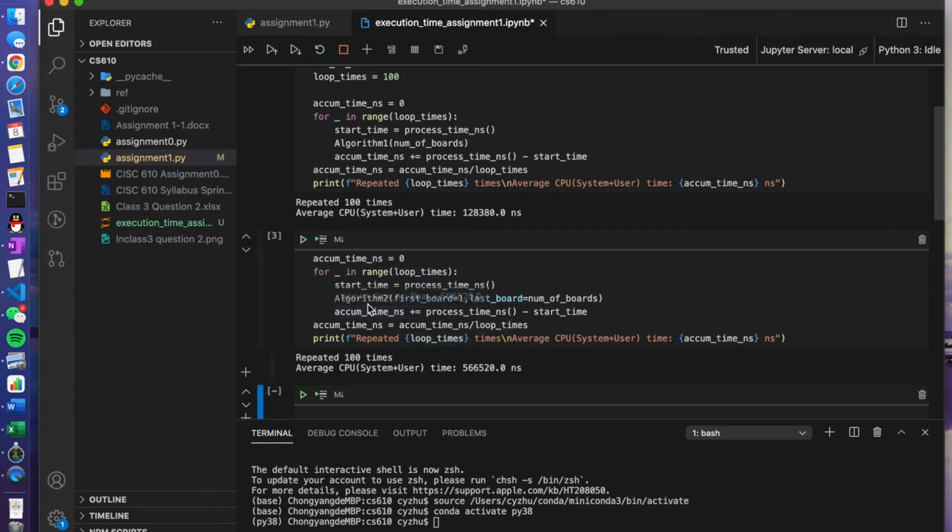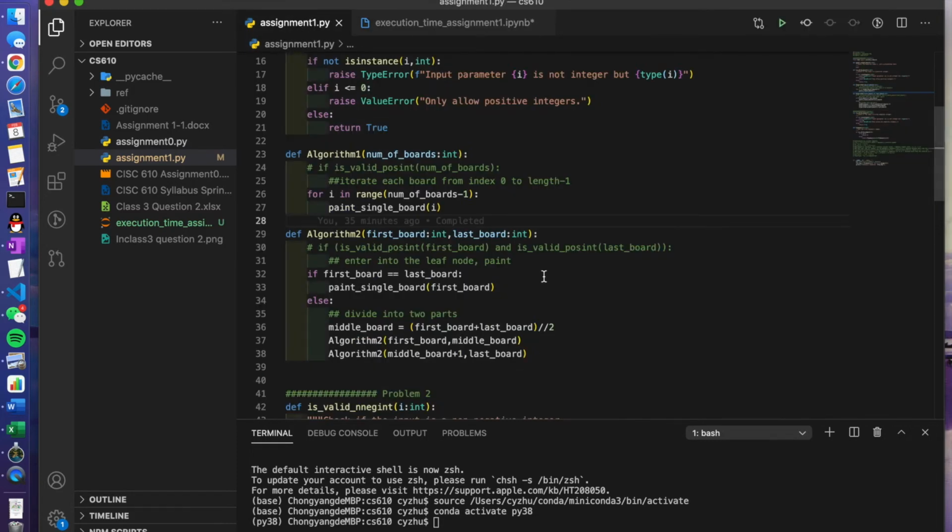However, we can still see here that algorithm 2's calculation process CPU time is several times higher than algorithm 1. One reason is that in the Python programming language, recursion needs the allocation of a new stack frame. Therefore, it could be a little bit more expensive than the simple iteration method here.